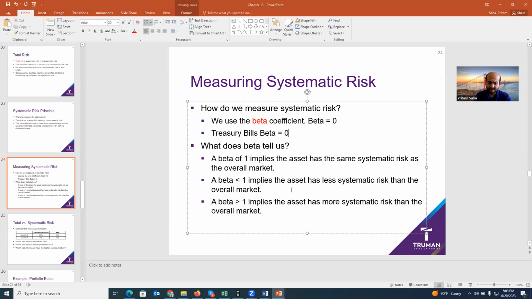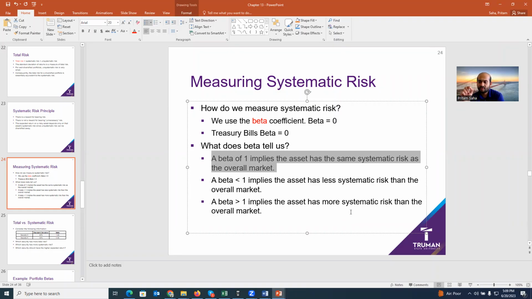If beta is less than 1, your asset has less systematic risk than the market. If beta is equal to 1, that means your investment has exactly the same systematic risk like the overall market. So that's why beta 1 means market. When we talk about the beta of the market, it's the overall market. Market has a beta of 1.